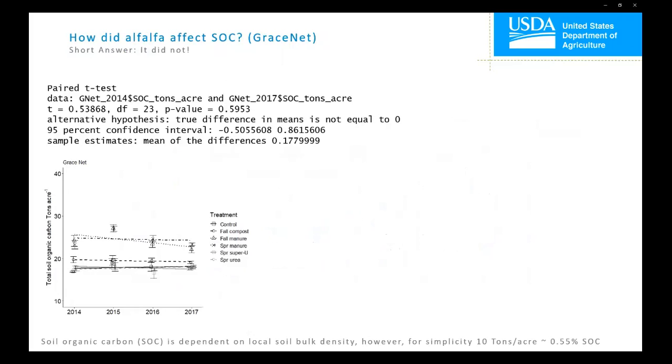To assess if alfalfa had an effect on soil organic carbon levels, data was subset for the first and last year alfalfa was grown, and a paired Welch's t-test conducted that assesses if the difference in means, in our case soil organic carbon levels before alfalfa and soil organic carbon levels after alfalfa, is different from 0. There was no evidence that the difference in means was different from 0. In other words, soil organic carbon did not change during the 3 years of alfalfa. That being said, let's move on to the cover crop study.